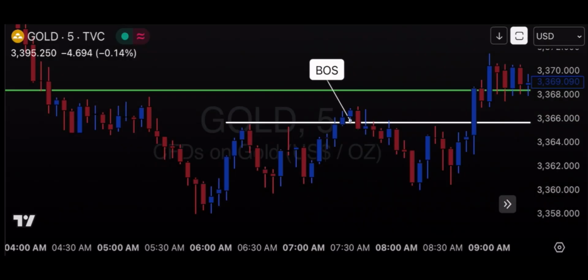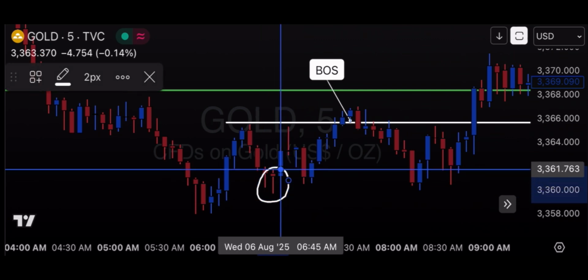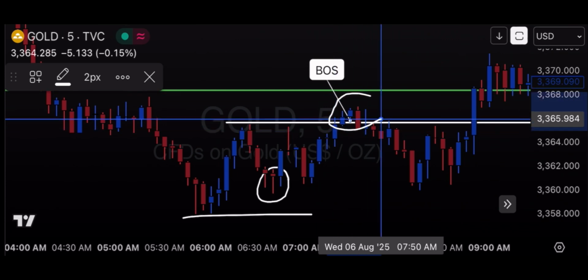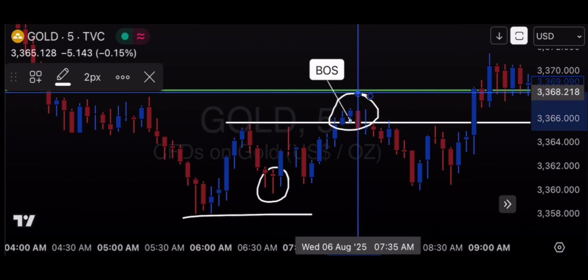So now that I've cleared off my screen, something you need to remember: this right here is the market shift of structure because we failed to take this low right here. And then right here is the break of structure because we broke above the previous trend's lower high.